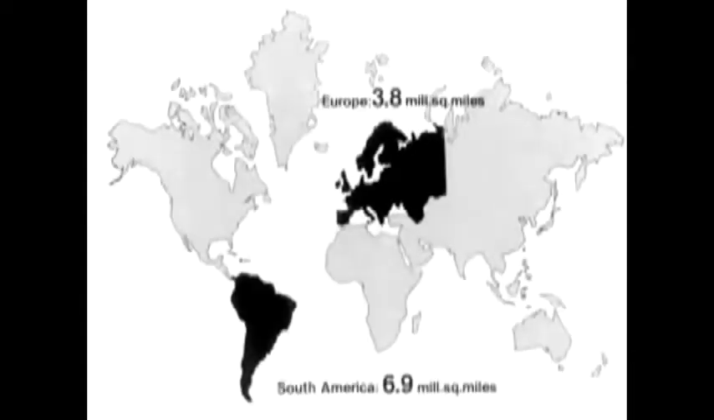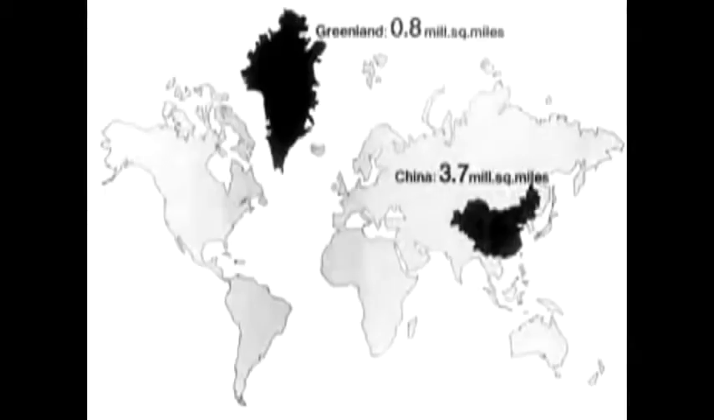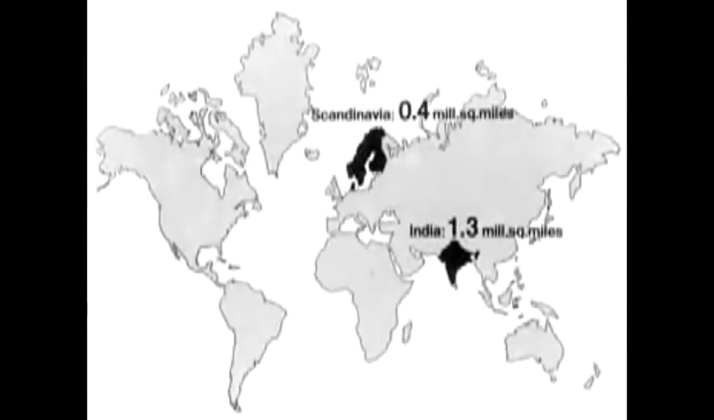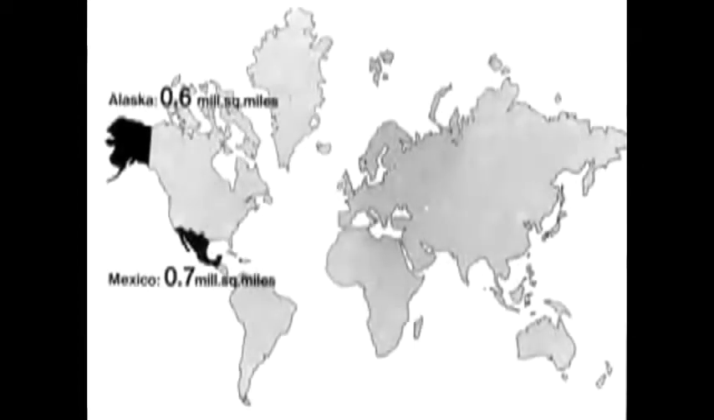Europe's 3.8 million square miles are shown as larger than South America's 6.9 million square miles. In reality, China is over 4 times the size of Greenland, but Mercator's map shows China as substantially smaller. Scandinavia, with only 0.4 million square miles, is shown here dwarfing India's 1.3 million square miles, which is 3 times larger. Alaska's diminutive 0.6 million square miles are drawn much larger than Mexico's 0.7 million square miles.